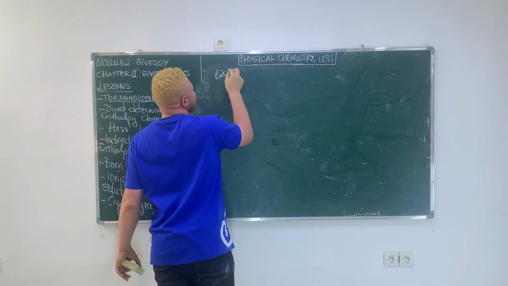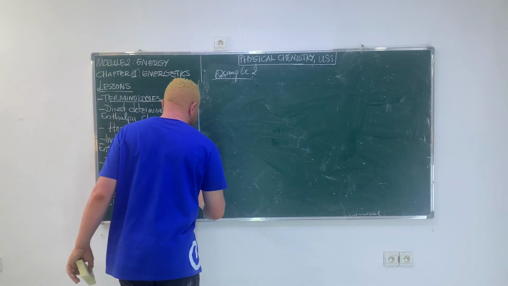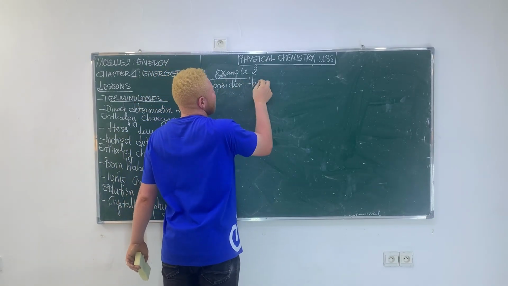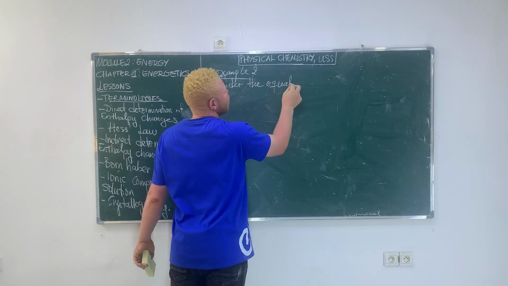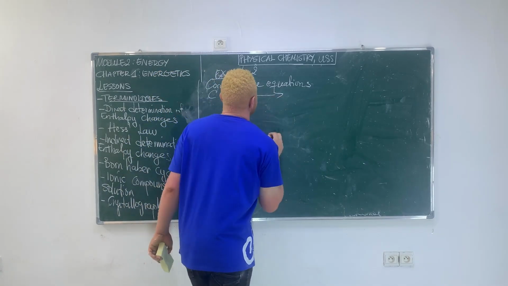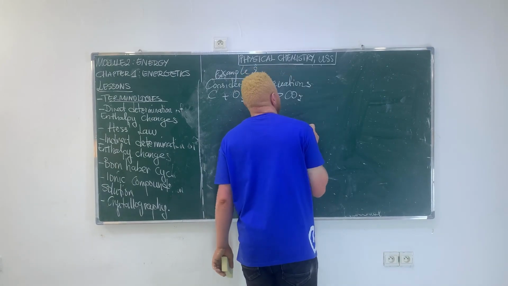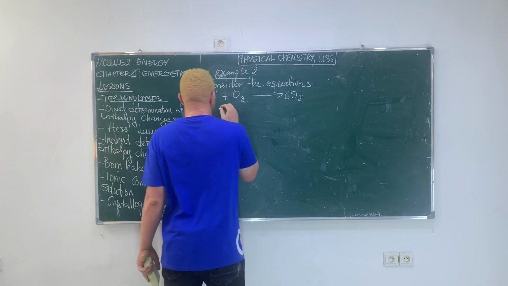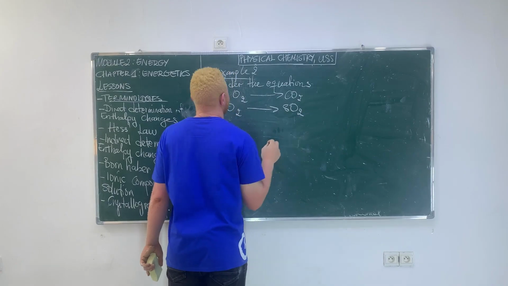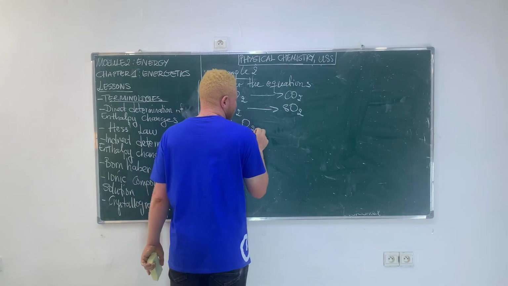Example two. Consider the equations. C plus O2 giving CO2. S plus O2 giving SO2. CS2 plus O2 giving CO2 plus SO2.